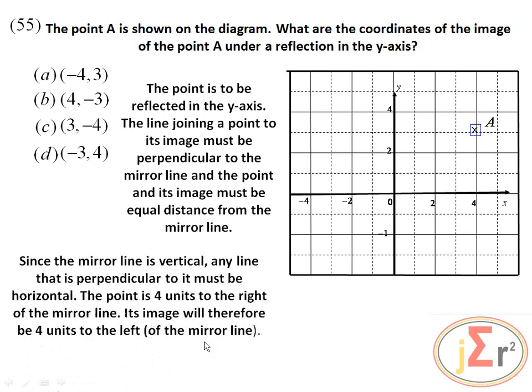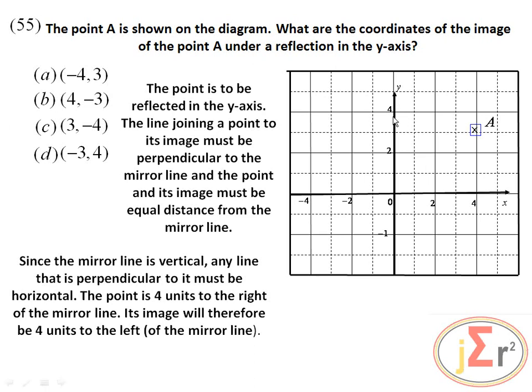Since the mirror line is vertical, any line that is perpendicular to it must be horizontal. The point is 4 units to the right of the mirror line. Its image will therefore be 4 units to the left of the mirror line.